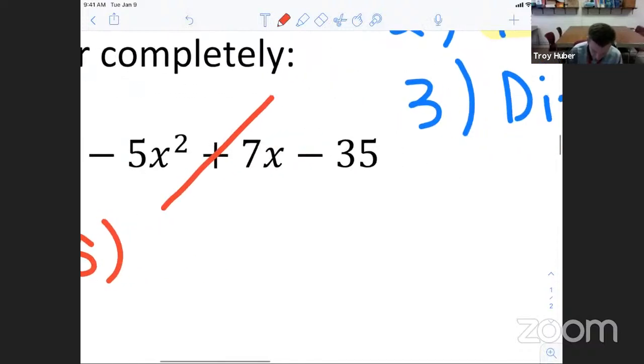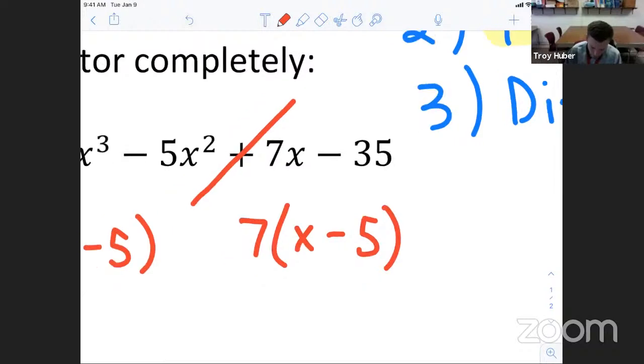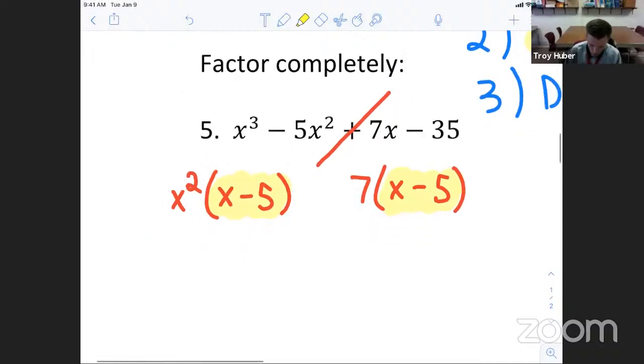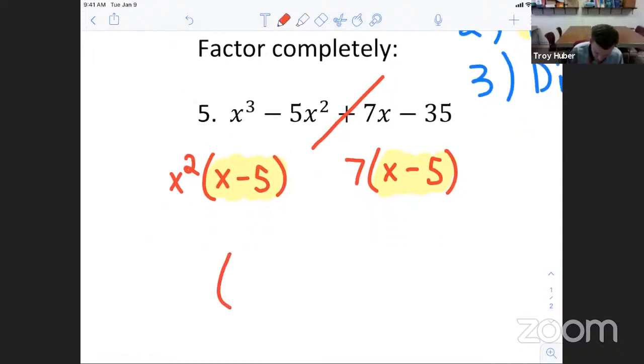Then I look at the second half and I say, okay, what could I take out of both of these? And I notice, both of them could be divided by 7. All right, so I'm going to pull out a 7, which would make this x, and then minus 35 divided by 7 should be 5. Now, if you did your factor by grouping correctly, these should be the same. Okay, so then I just rewrite that in my answer, x minus 5.